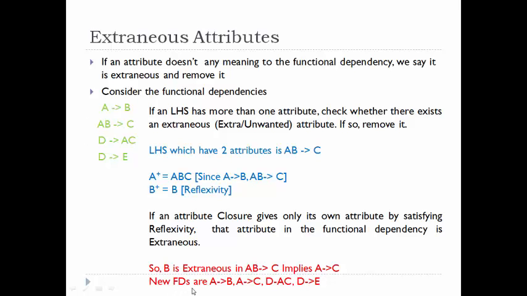Now the new set of functional dependencies are A tends to B, A tends to C, D tends to AC, and D tends to E.